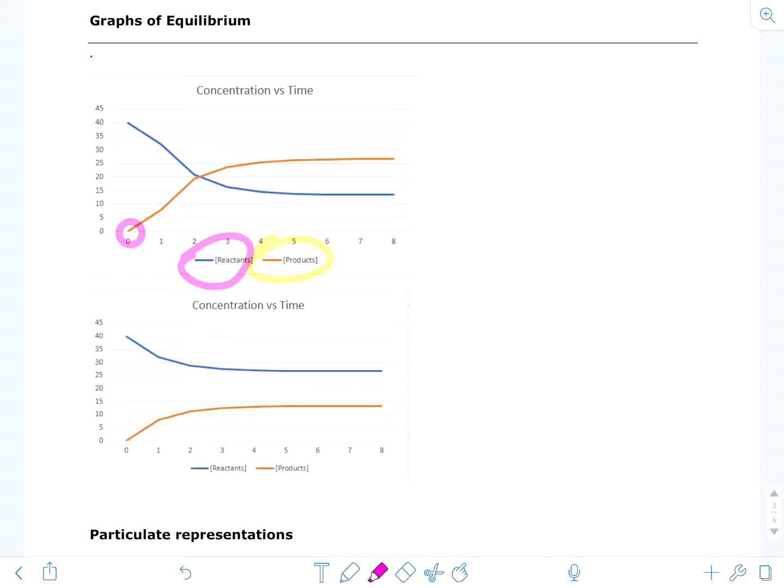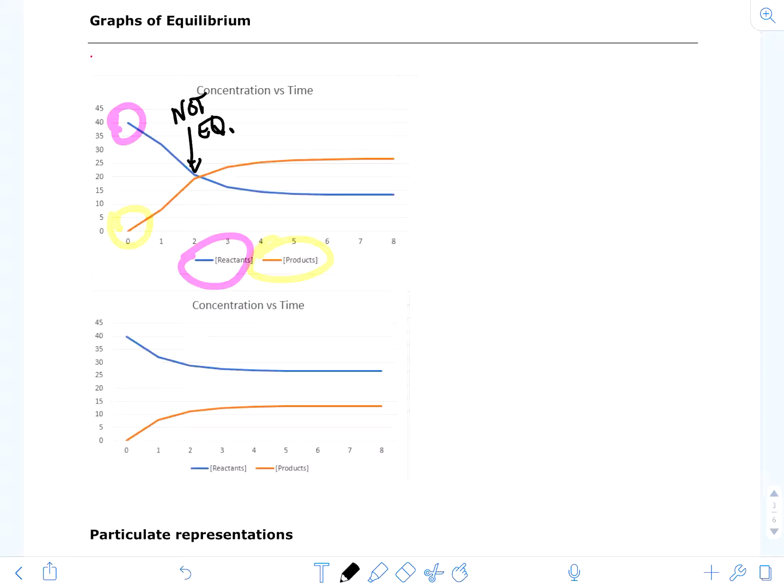Now, you could have the opposite with reactants where you're starting with a ton of reactants. So notice that you're starting off with 40 reactant molecules and you have 0 product molecules. Now this is where people get a little confused. They think that at this line equilibrium is taking place, and that is not true. When they're crossing, that just means their concentration is the same.